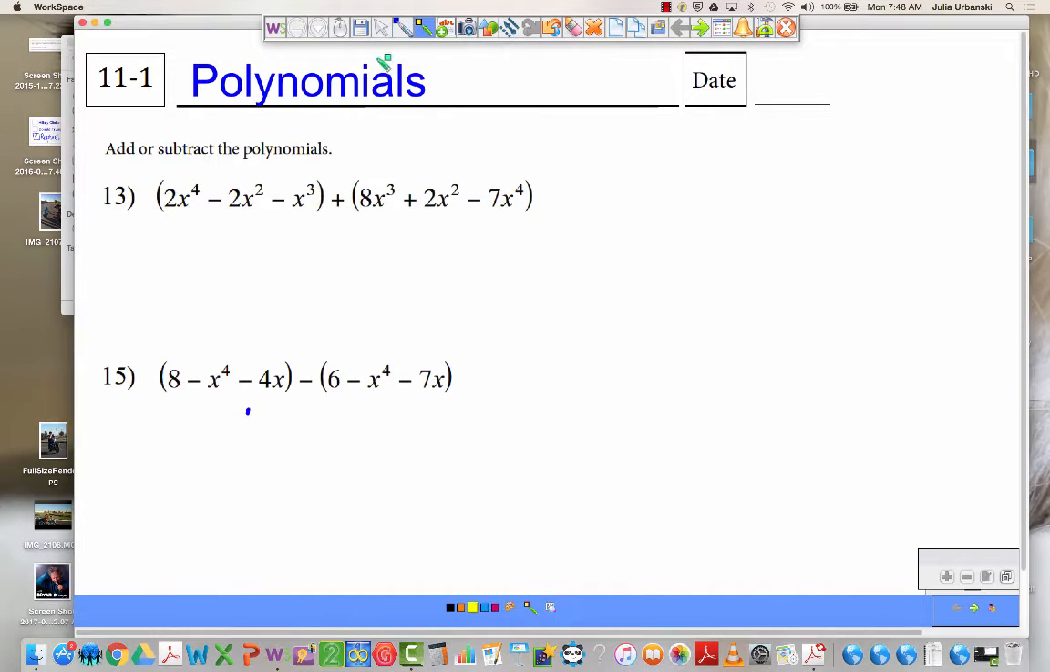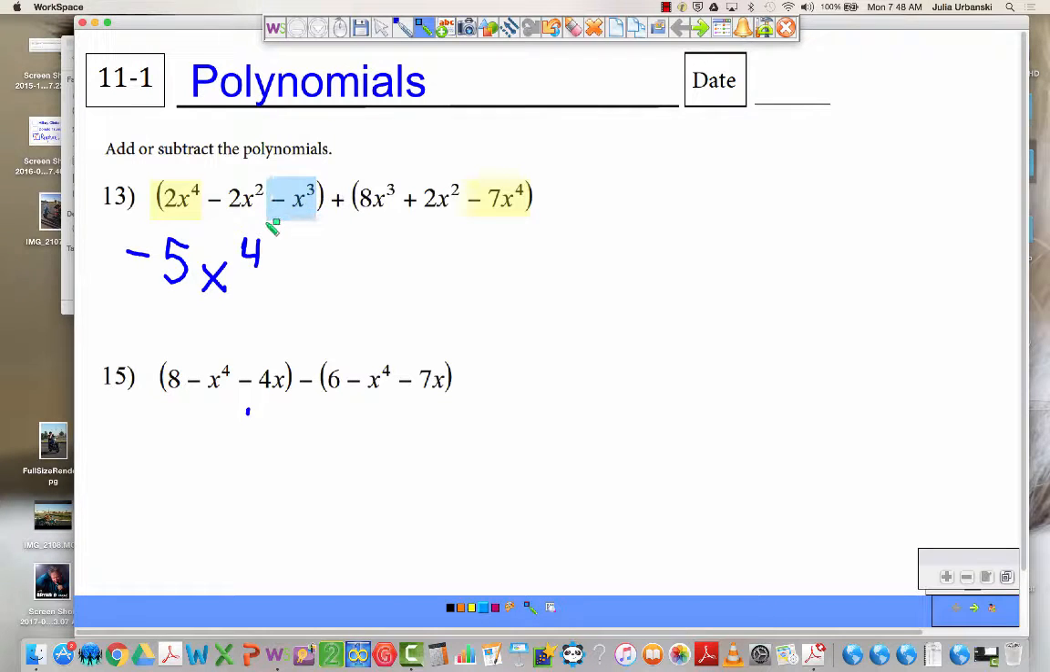Good. So what we're going to do is combine our 2x to the fourth and it's not a 7, it's a negative. Good. So positive 2x to the fourth and negative 7x to the fourth makes negative 5x to the fourth. Now you go down in exponents. What's the next highest exponent you see? Exponent of 3.